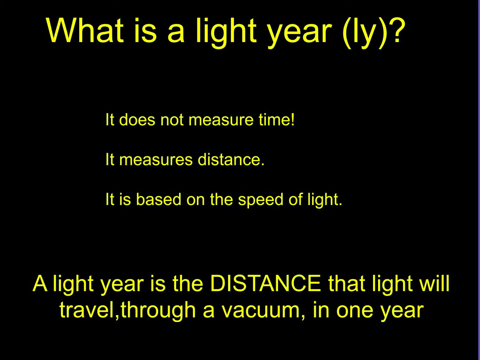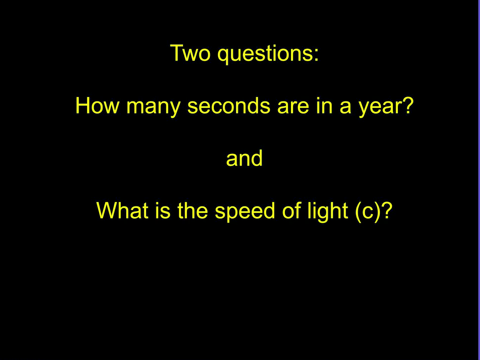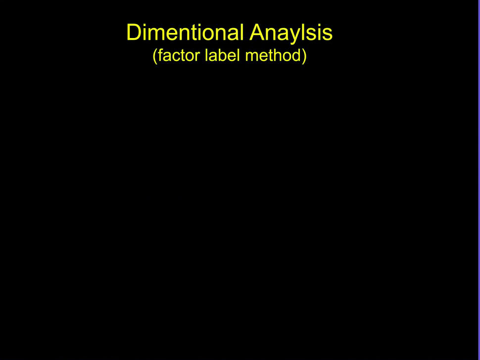Light years do not measure time. It does measure distance. It's based on the speed of light. So a light year is basically the distance that a light will travel through in a vacuum in 1 year. So that leads us to two questions. How many seconds are in a year? And what is the speed of light?